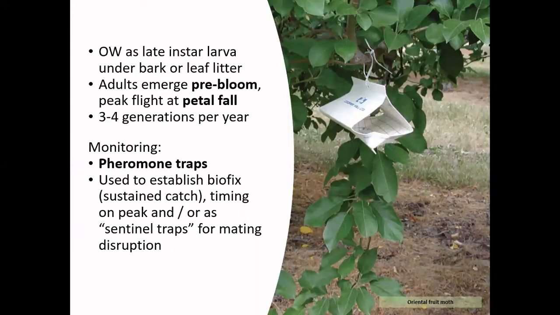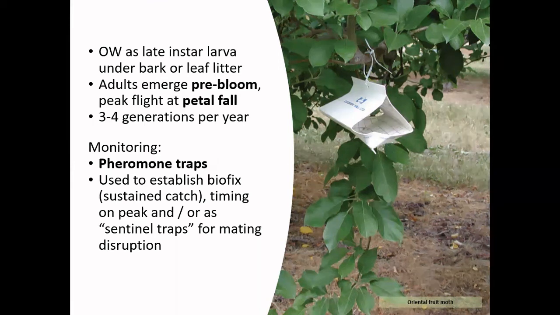Oriental fruit moth overwinters as a late instar larva, typically under the bark of the tree or within the leaf litter on the orchard floor. The adults start to emerge in the pre-bloom timing, but activity usually peaks around petal fall. This activity continues through multiple generations throughout the year, right up until harvest.